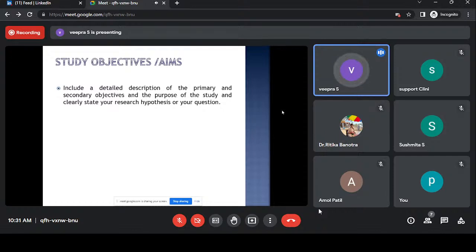So the primary and secondary objectives of the trial, what the aim and objective is in conducting the study, will be present here in this section. What is the aim of the trial? There will be a primary aim, the main aim, and then there will be secondary aims. So all the aims of conducting this study will be described here in the section.